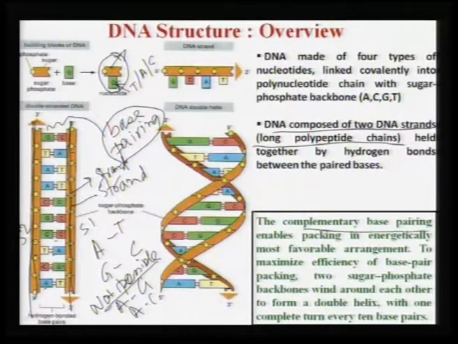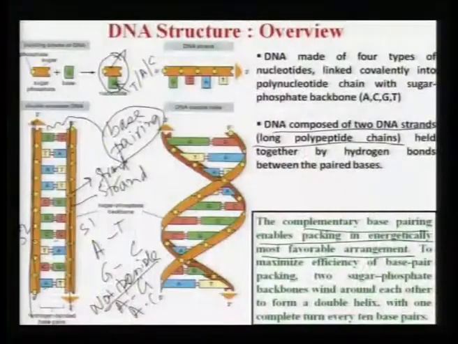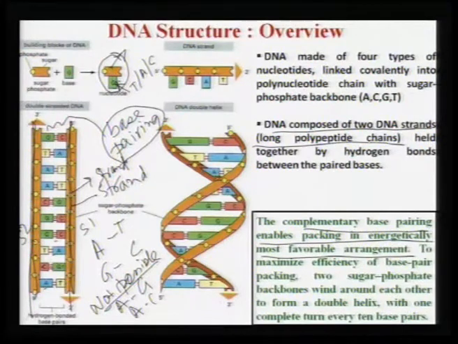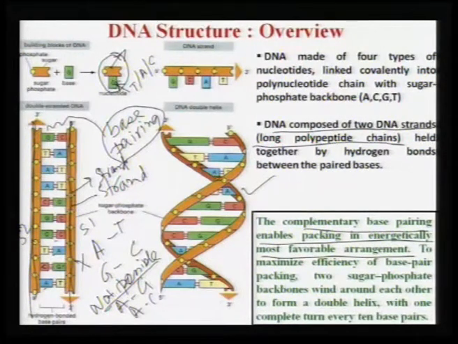Now, the second thing that is important here is that this complementary base pairing enables packing in energetically most favorable arrangements. Energetically most favorable arrangement means that any stable structure has to minimize the total energy of the system, that is the law of nature, right. So, if these DNA molecules have this double helix kind of structure, that has been biologically shown as the energetically most favorable structure. So, the DNA molecule's stable structure is not this one, but this one.